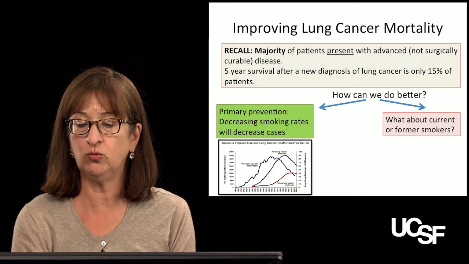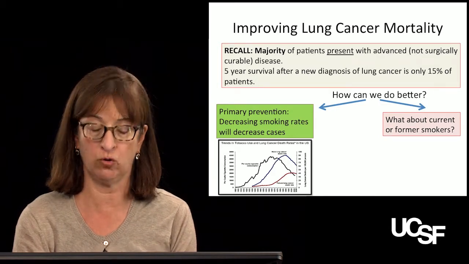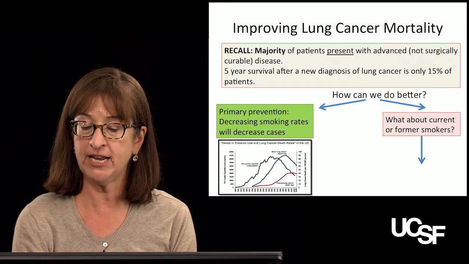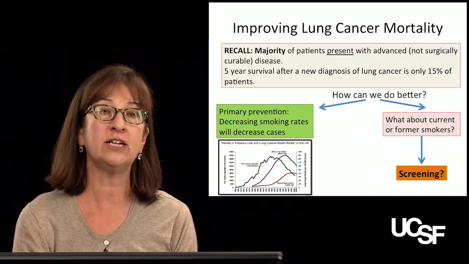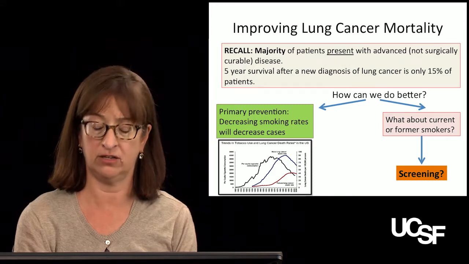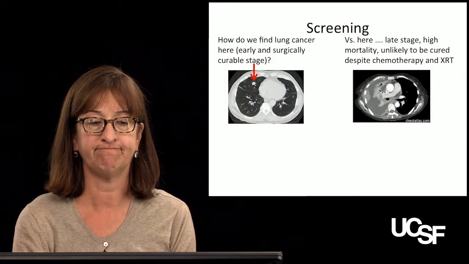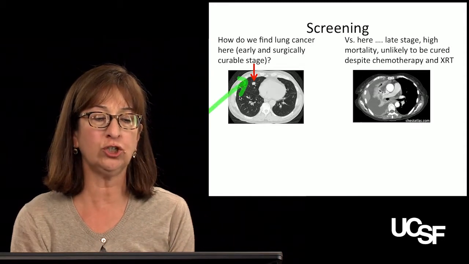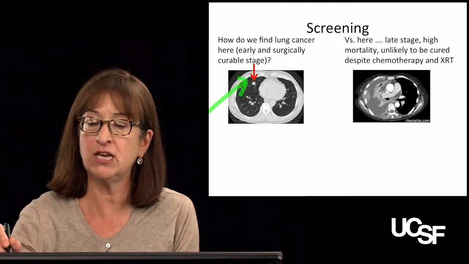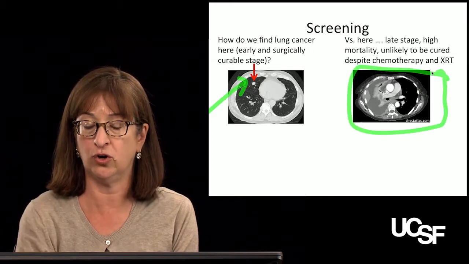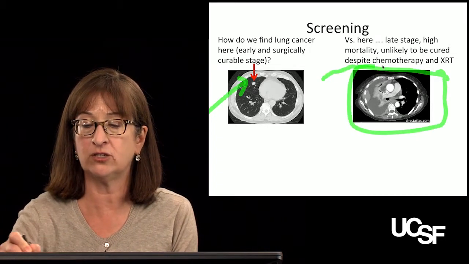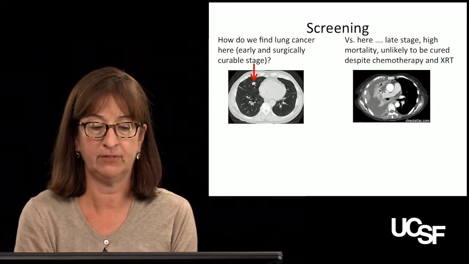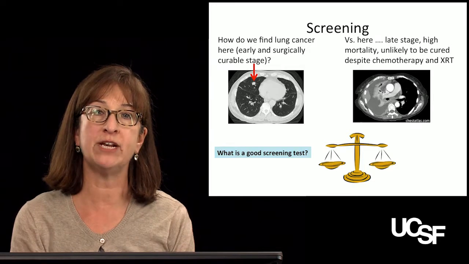The other question is, what do we do about our current or former smokers? Is there a way that we can find lung cancer earlier? And that goes to the issue, is screening useful for patients? So really, it's how do we find lung cancer here at the surgically curable stage versus here when we're unlikely to cure it? We can treat them with chemo and XRT, but again, that is not likely to cure the patient. Now, so what is a good screening test?